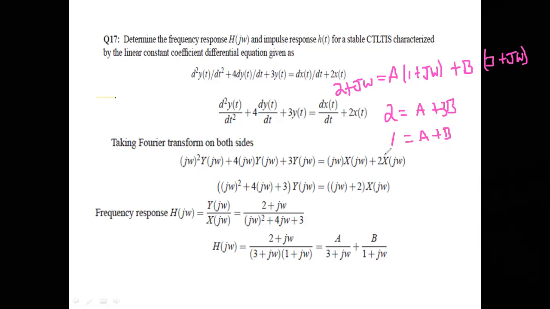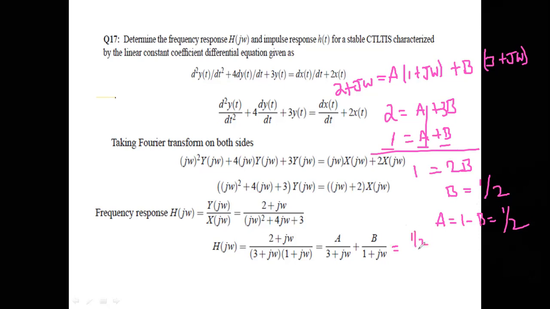Subtracting these two, A gets cancelled. 1 is equal to 2B, so B is equal to 1 by 2. What is A now? A is equal to 1 minus B, and 1 minus B is also 1 by 2. So now this function you can rewrite as 1 by 2 by (3 plus j omega) plus 1 by 2 by (1 plus j omega), since B is also 1 by 2.